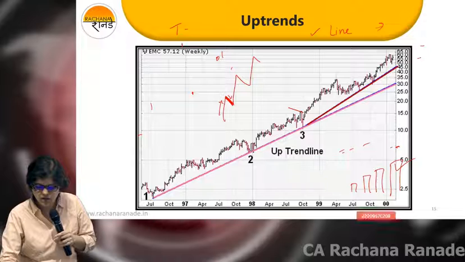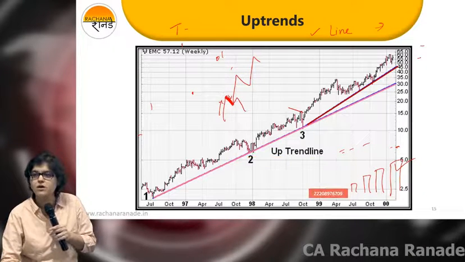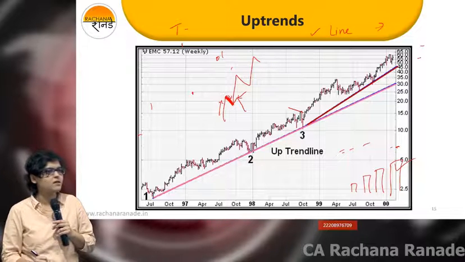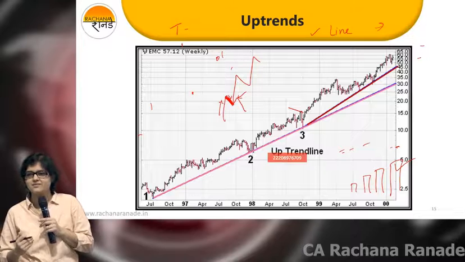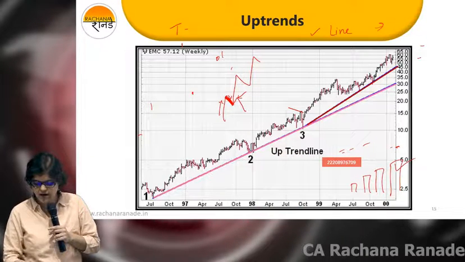So here we just have one lower high. In the second case, if this would have happened, where has the trend changed? It has changed at this point. Why? It was a lower high. Is this clear? So let's try to identify a trend change now.